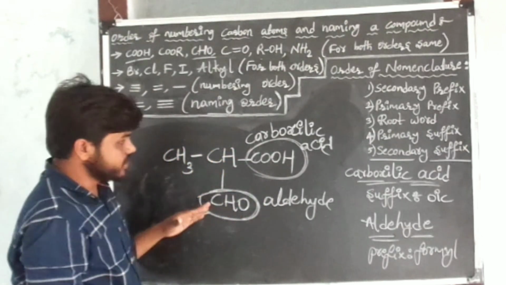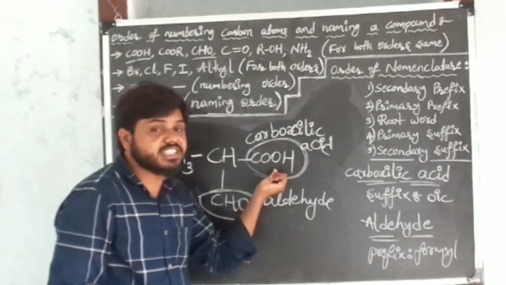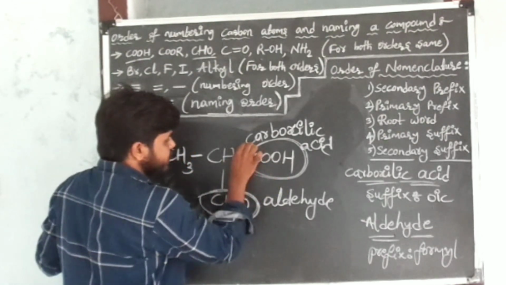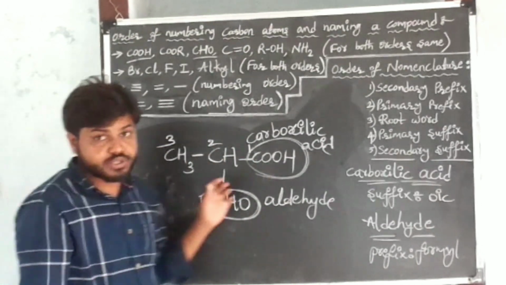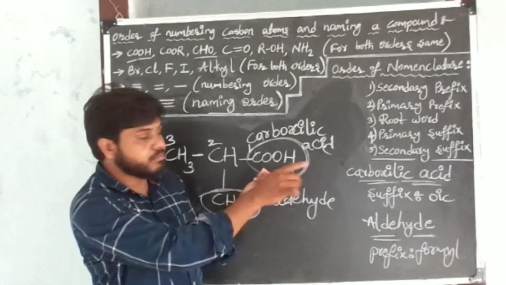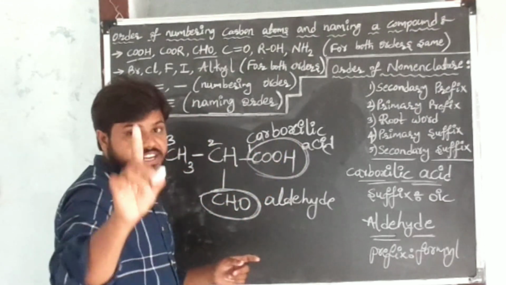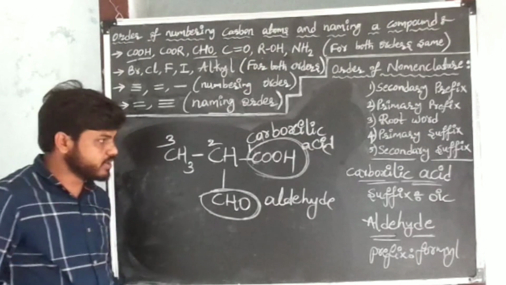Now after this, give the numbers to each carbon atom in such a way that this secondary suffix should get the first number. That's why I am starting from here. This is first carbon, this is second carbon and this is third carbon. When you give the numbers to the carbon atoms, you should do it in such a way that this carboxylic acid gets the first number. That's why I started from here.